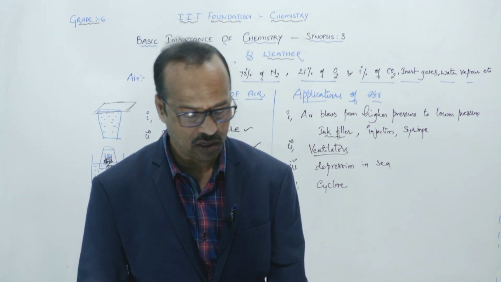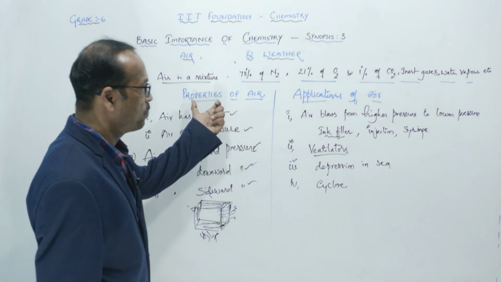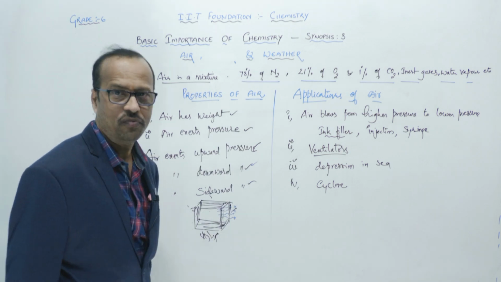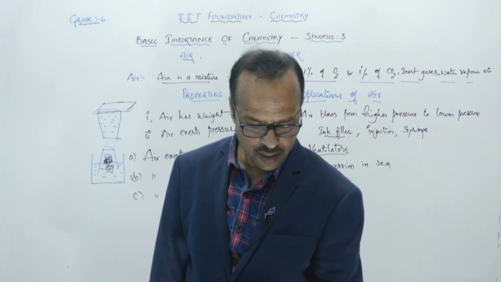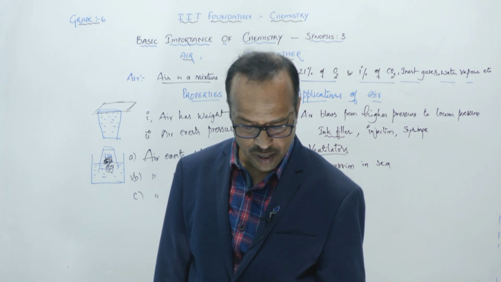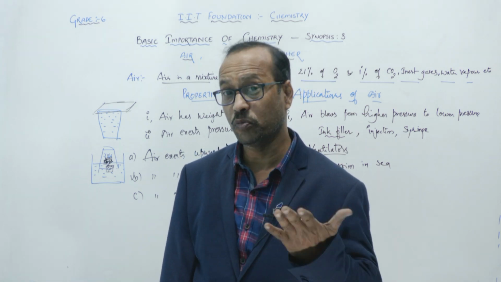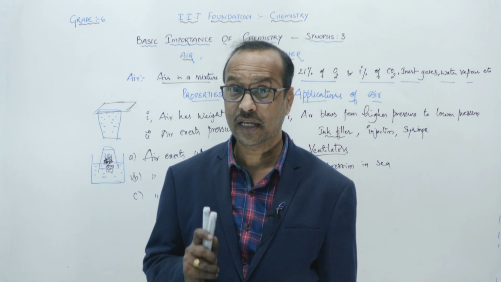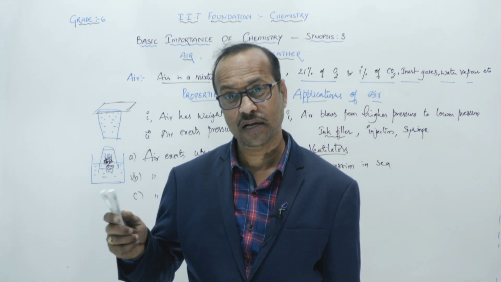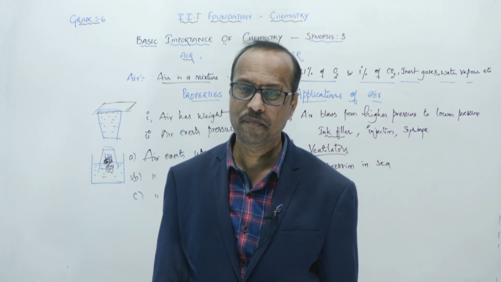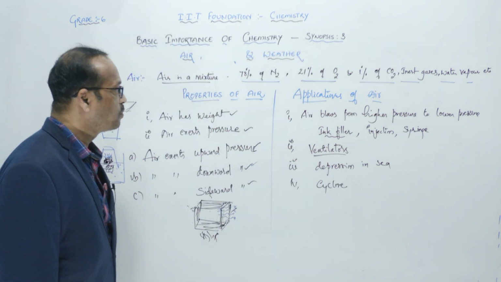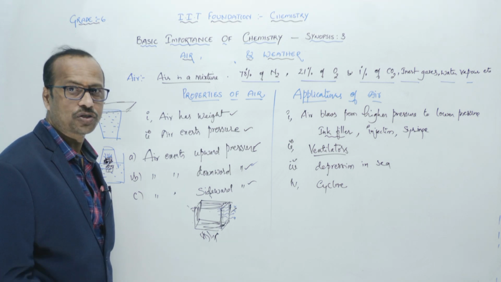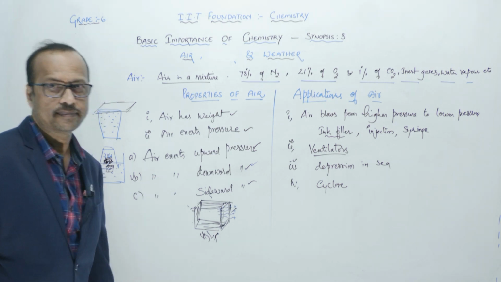So these are some of the properties and applications of air. During a cyclone, the air will move at about 80 kilometers per hour or more than that. Very high speed, that air will blow. So these are the properties and applications of air. Let's go through this one.